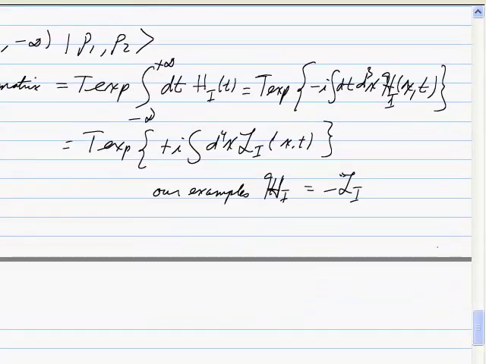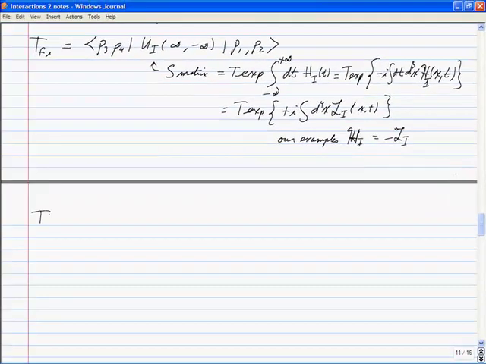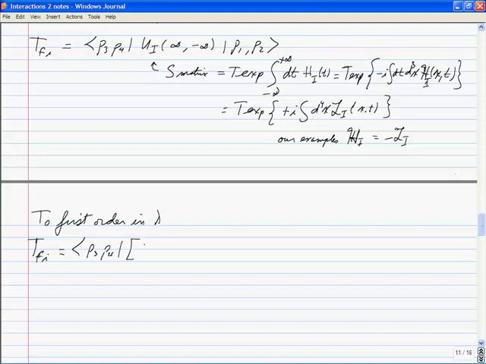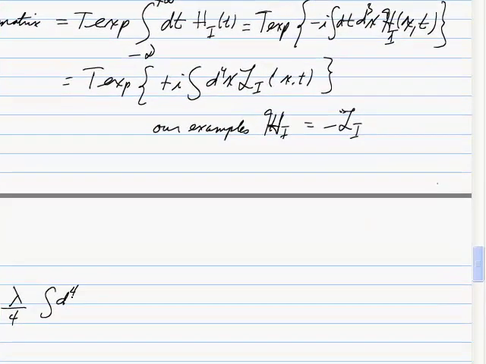So here, let's just quickly see if we can do it. At first order in lambda, we're doing perturbation theory, so I'm going to work to first order in lambda. T_fi is <p3, p4| (1 - i lambda/4 integral d4x phi to the fourth of x and t + ...) |p1 p2>.